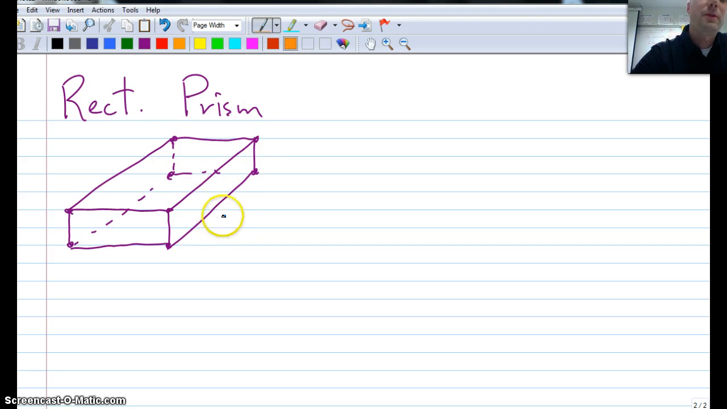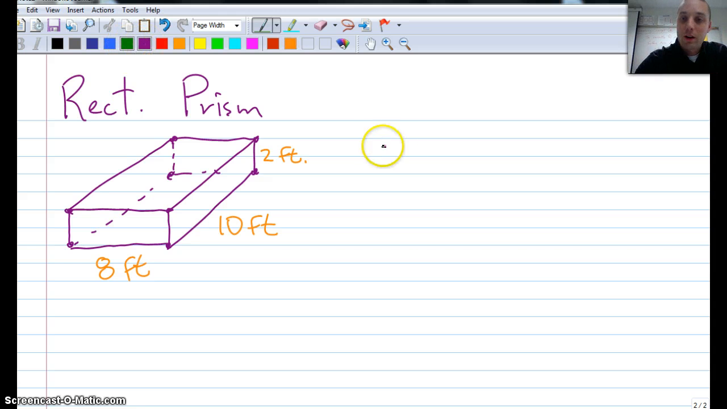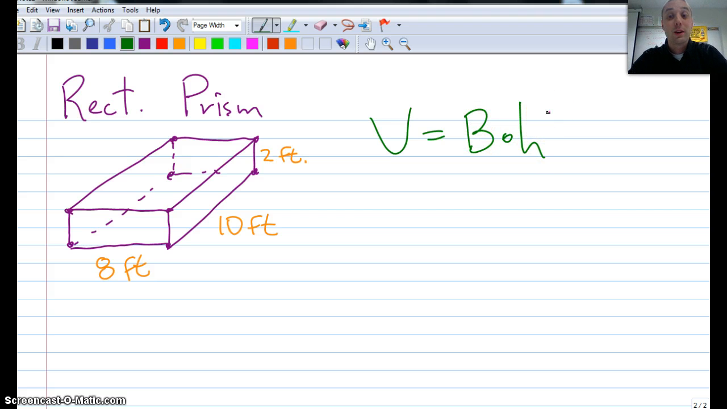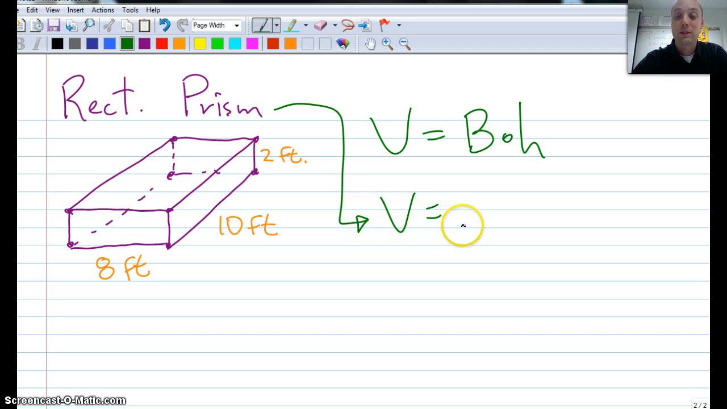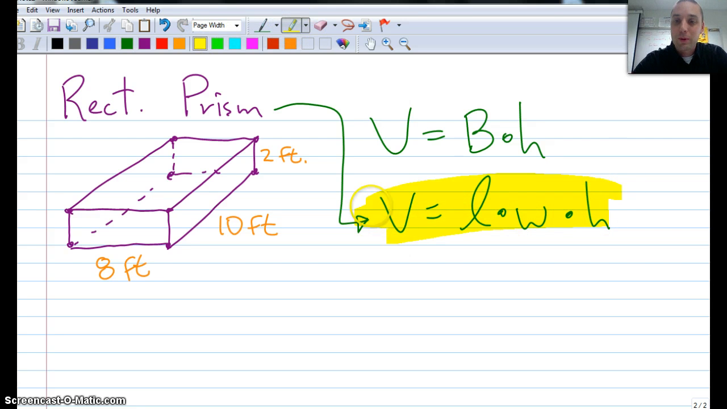We're going to say that this specific rectangular prism is 10 feet long by 8 feet wide with a height of 2 feet. So I did that kind of quick here. Our formula, of course, is area of base times height. And for rectangular prism, if you can just take this and draw an arrow down, the formula that we're really going to use is length times width times height, because the base of a rectangular prism, a rectangle, is just length times width. And then highlight that or put a box around it.